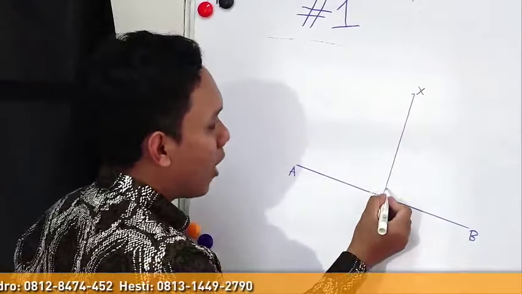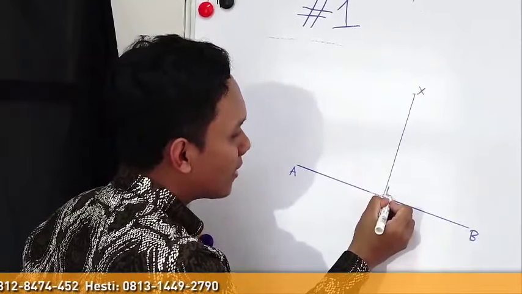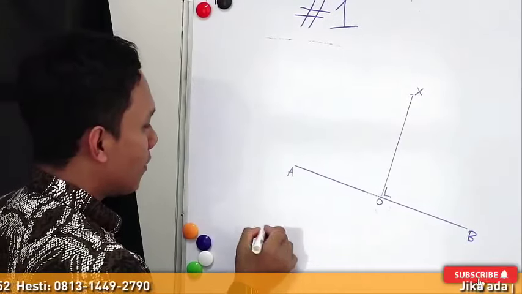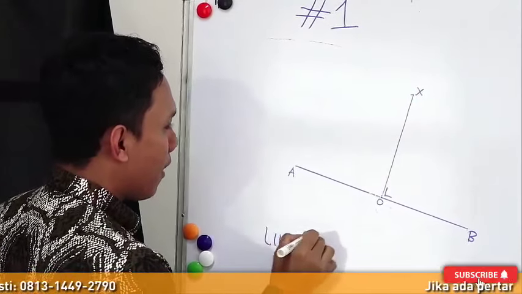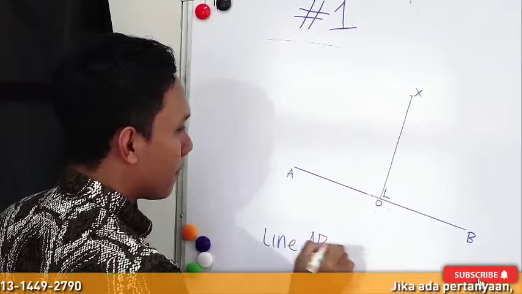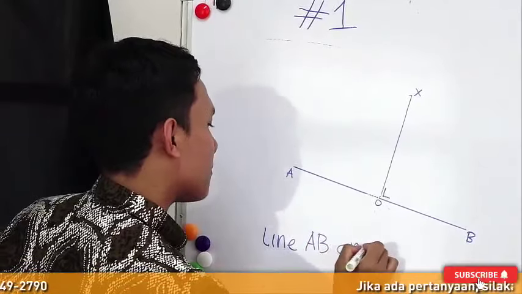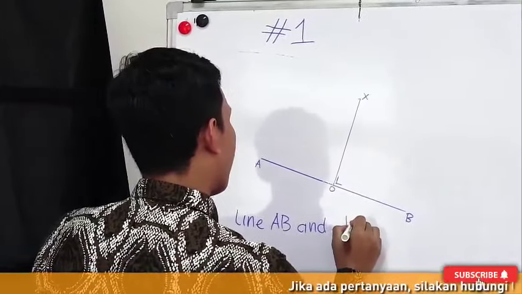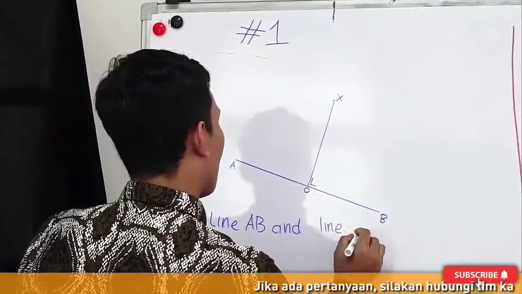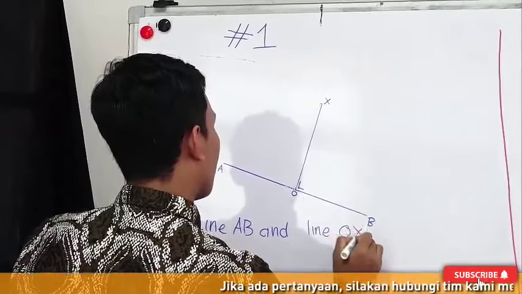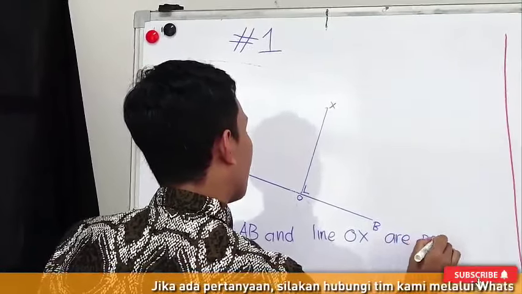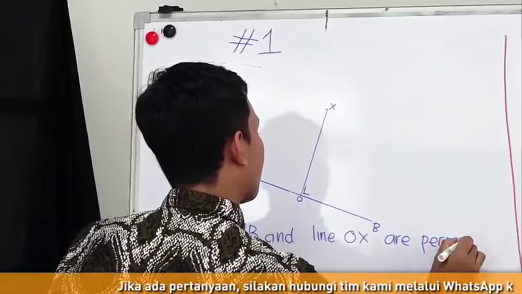Yeah? This is how we draw perpendicular lines, because line AB and line XO meet at a right angle. Automatically, this is a right angle, and in conclusion, we can write down line AB and line OX are perpendicular lines.